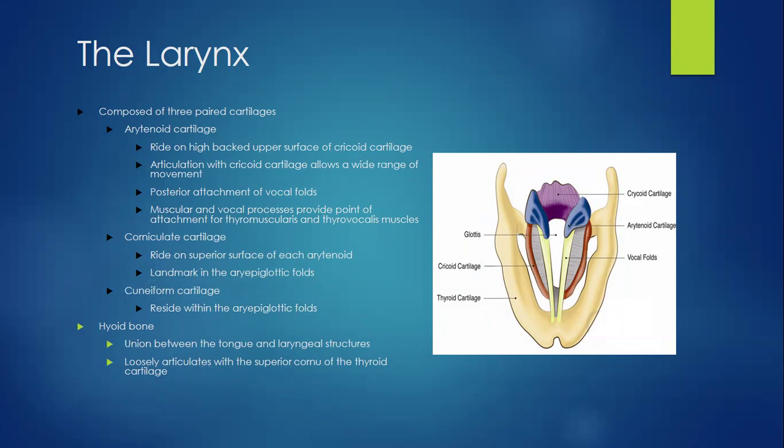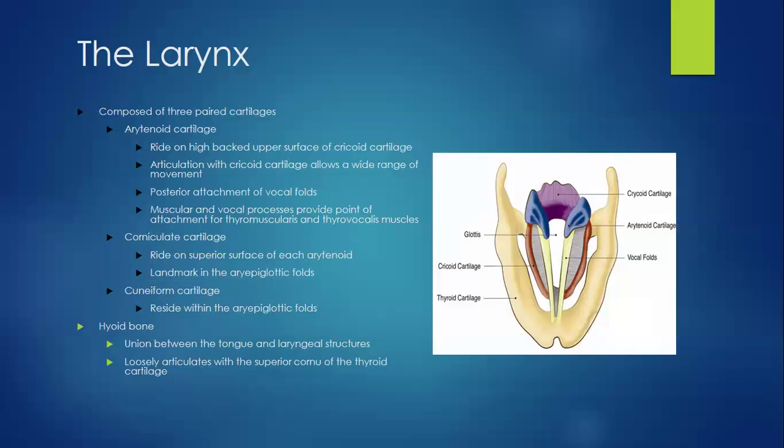Then next you have the corniculate cartilage. The corniculate cartilage sits on top of the arytenoids. And so what that means is that you have your arytenoids and then your corniculates are on top of it. They are little pointy cartilages, like I said, that sit on top of the arytenoids, and they serve as a landmark in identifying the aryepiglottic folds. And I will show you that sometime during our presentation here. Then finally, there's the cuneiform cartilage, and this resides within the aryepiglottic folds, okay?